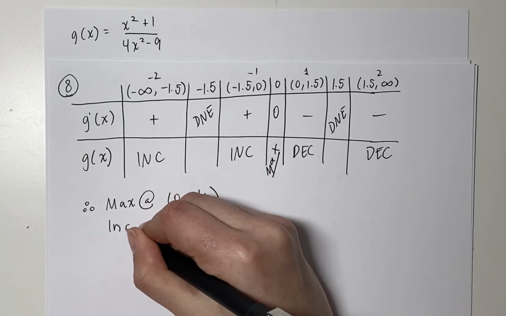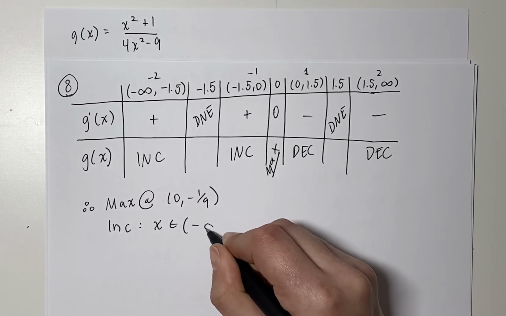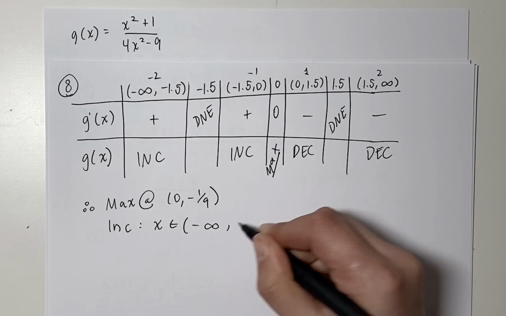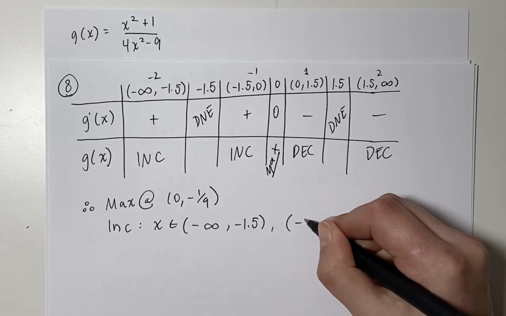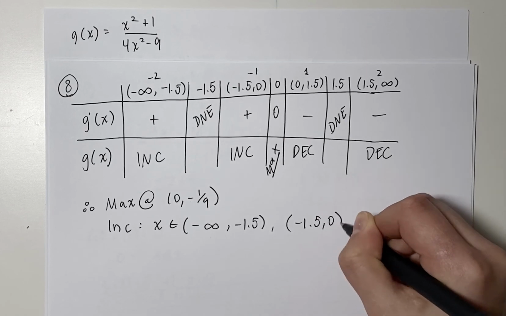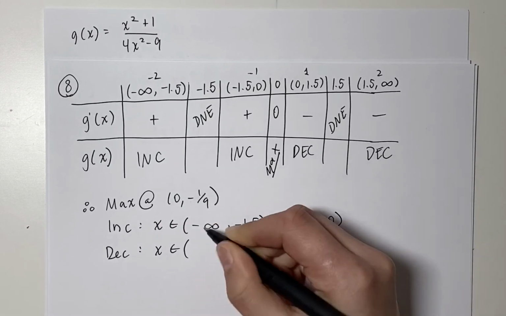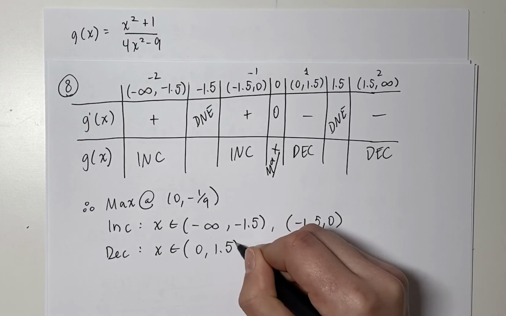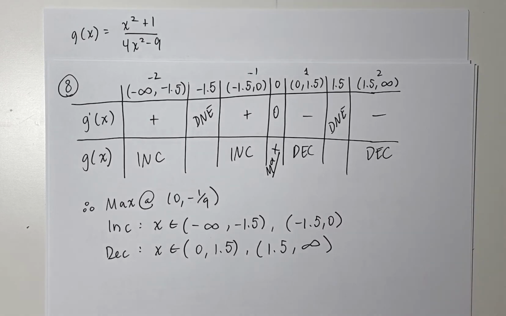Our increasing interval is going to be between negative infinity to negative 1.5 and negative 1.5 to 0. Our decreasing interval is going to be from 0 to 1.5 and 1.5 to infinity.